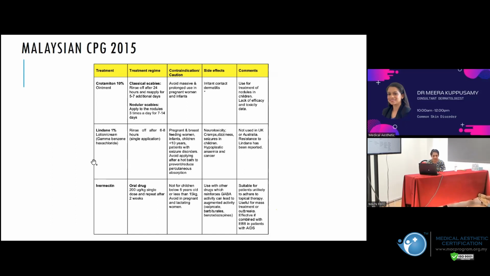Lindane is generally not used so much because it is neurotoxic, so it can cause seizures if used on the whole body. But you can find lindane for hair lice treatment. That one is easily available, but we just put it on the scalp, not the whole body. Ivermectin, we can give for very severe Norwegian scabies, but generally it's not needed.